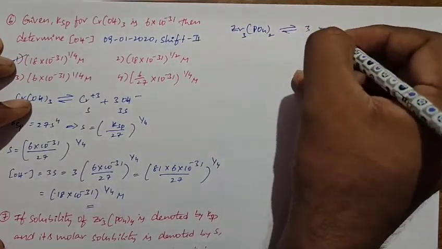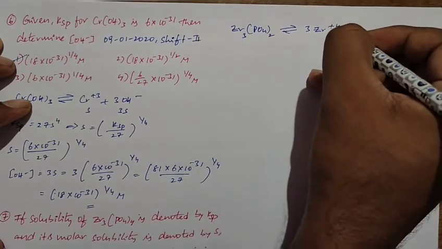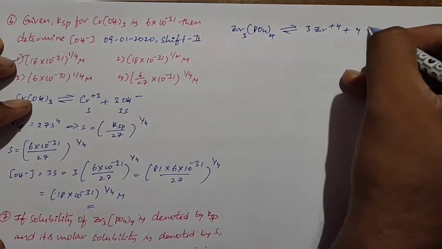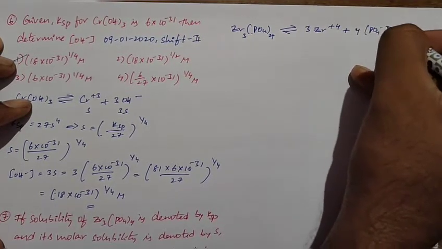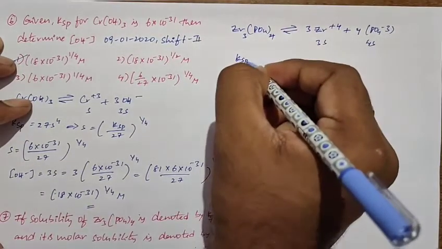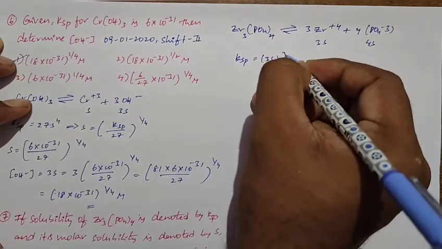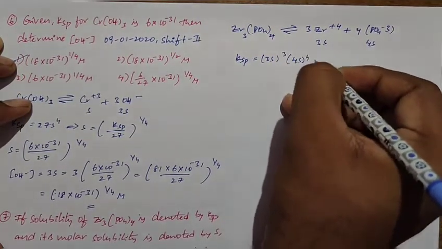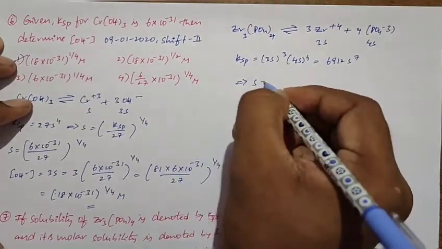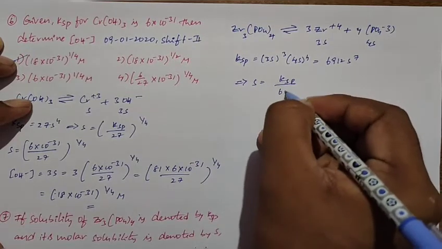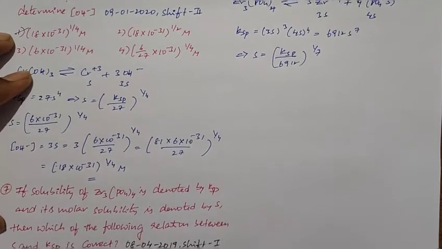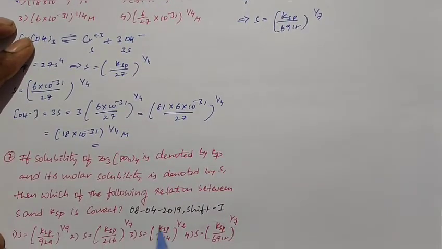When it undergoes dissociation, it can form 3 moles of zirconium ion and 4 moles of phosphate ion. So it is equal to 3S and it is equal to 4S. Then the formula of KSP is equal to (3S)^3 into (4S)^4. After simplification we get 6912 S^7. Then S is equal to (KSP/6912)^(1/7). So when observed, the fourth option is the right option.